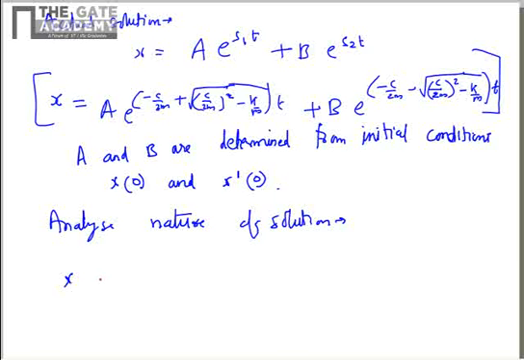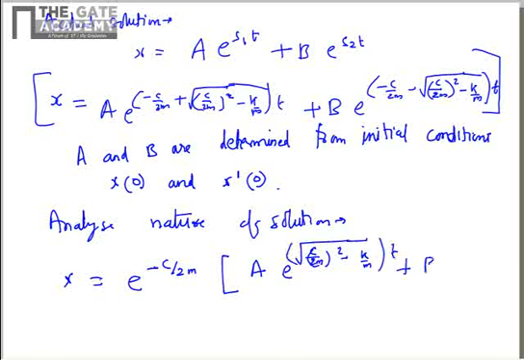First thing, we'll take e to the power minus c by 2m common outside, and then we will get A e to the power (square root of (c by 2m) whole square minus k by m) multiplied by t, plus B e to the power (minus square root of (c by 2m) whole square minus k by m) multiplied by t. So same values but with positive and negative signs, for A and B.